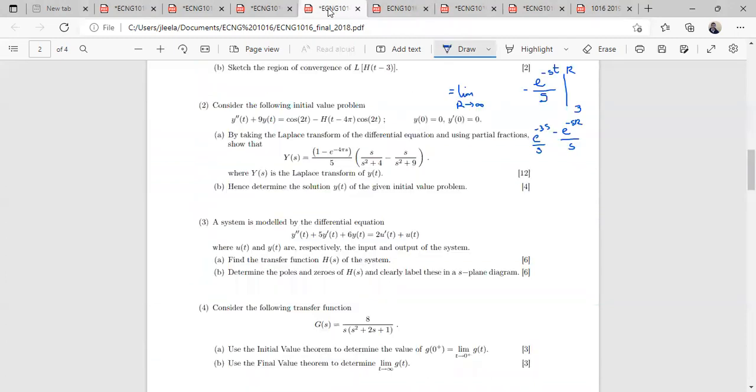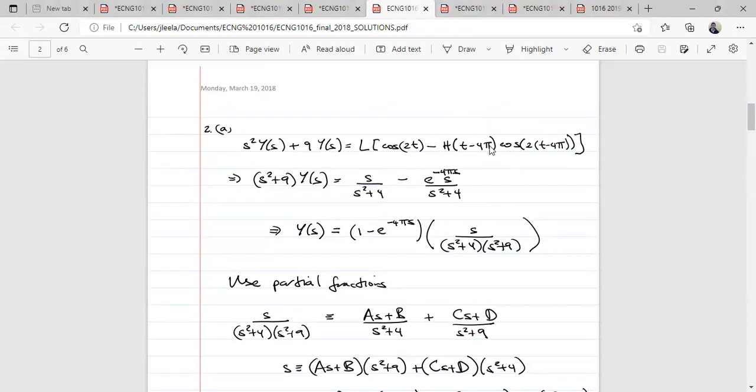And when you use your trig identity, it's supposed to work out like this. So when you expand it out, cos 2t is the same as cos 2 into (t minus 4 pi), which is like 2t minus 8 pi. So the Laplace of cos 2t is s over s squared plus 4. The Laplace of the Heaviside of t minus 4 pi into cos 2(t minus 4 pi) is e to the minus 4 pi s times s over s squared plus 4.